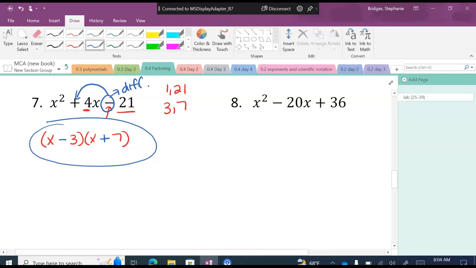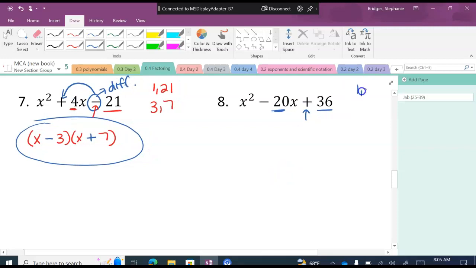What about 8? x squared minus 20x plus 36. Do I have a GCF? No. All right, I want numbers that multiply to give me 36, but this time I want them to add to give me 20. 1 and 36 do not add to give me 20. What about 2 and 18? Do those add to give me 20? They do.